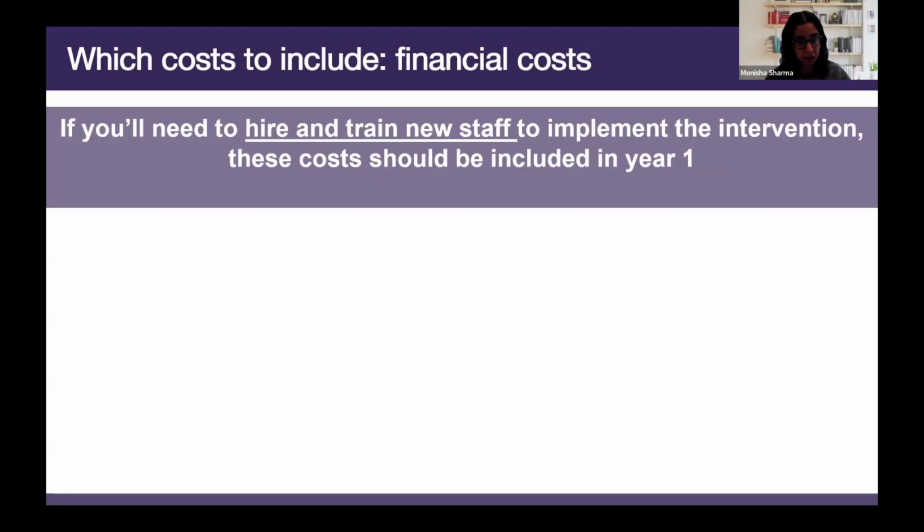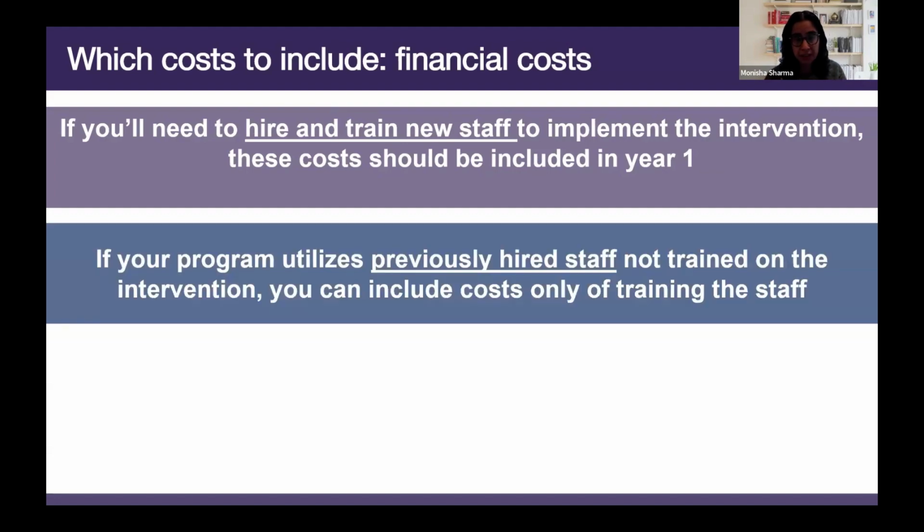So in order to run a new PrEP navigation service, you have to hire PrEP navigators and then train them to do the intervention, then those costs would be included in year one. You have to include the cost of advertising, interviewing, shortlisting, all of that, and then training, and that can be substantial.